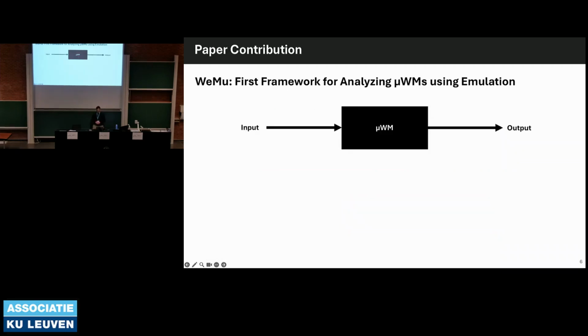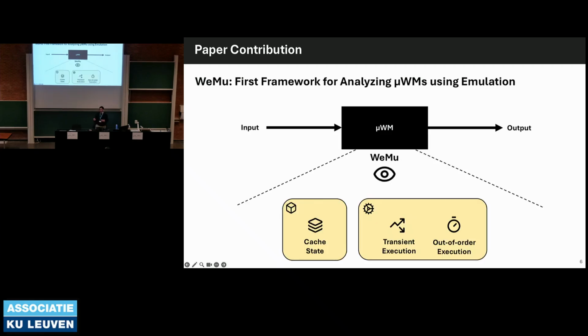And that is what brings us straight to our paper contribution. We are introducing WeMu, and WeMu is the first framework for analyzing microarchitectural weird machines using emulation. Specifically, WeMu gives us insight into this black box of microarchitectural weird machines by emulating the cache state, transient execution, and out-of-order execution using abstract models.